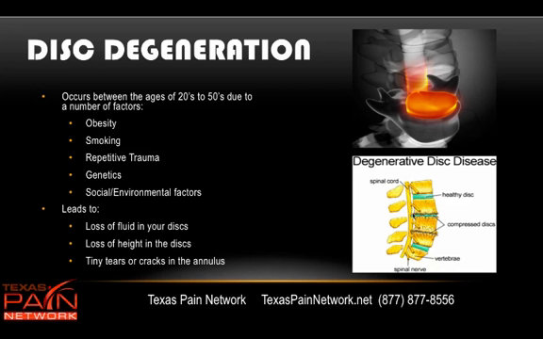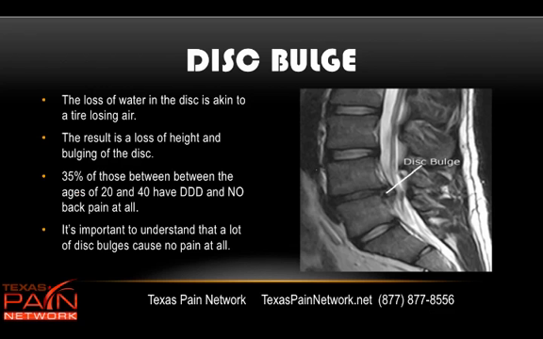Healthy disc, and you start to lose height from the loss of water, start to get some bulging, almost like a tire that's getting flat. The loss of water in the disc is akin to a tire losing air, and it starts to bulge. So the result is height loss.